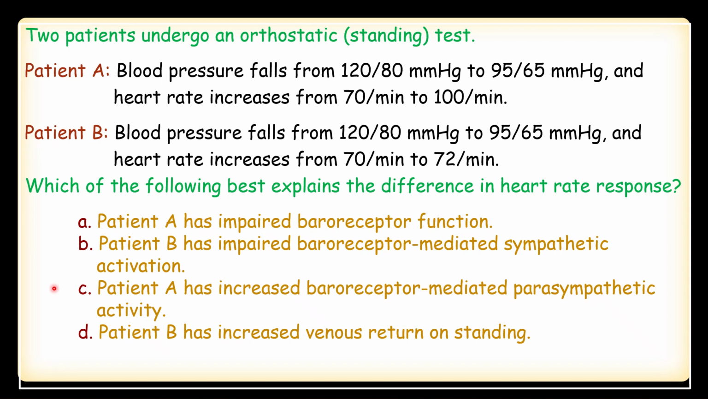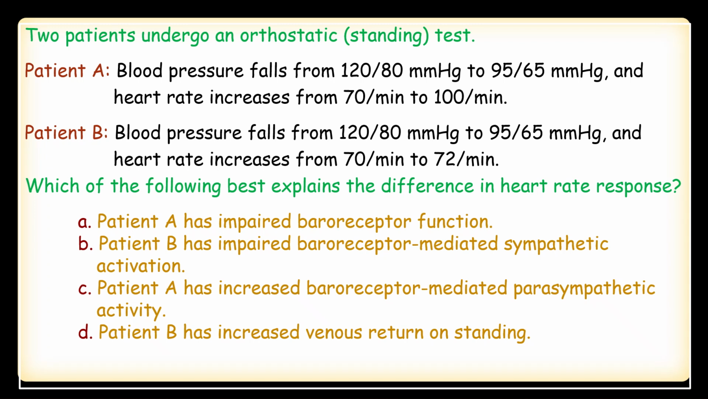Now we will see why option C is not correct. In option C, it is given that patient A has increased baroreceptor mediated parasympathetic activity. If it is true, then patient A should not have this heart rate; they should have a very minimal heart rate. So option C is ruled out. And the final option is D. Here it is saying that patient B has increased venous return on standing. It is also not true. On immediate standing, there will be decreased venous return. So this is also not true.